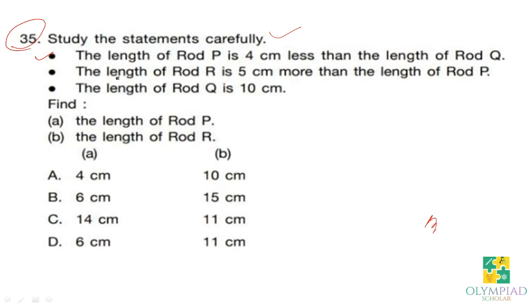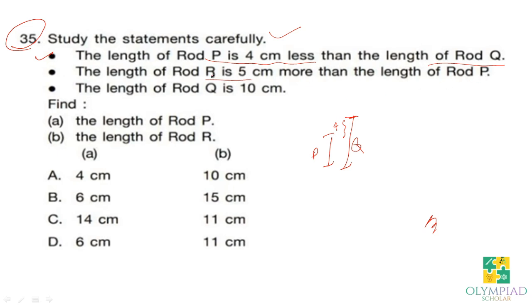So the first point is given as: the length of rod P is 4 centimeter less than the rod of Q. That means P is less. Suppose this is rod P and this is rod Q. So it is 4 centimeter less. The length of rod R is 5 centimeter more than the length of rod P.